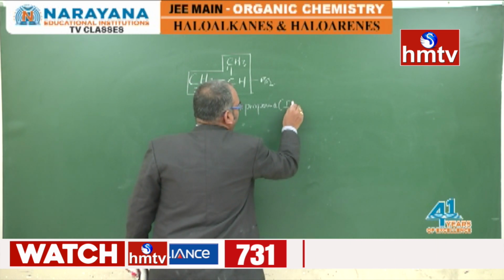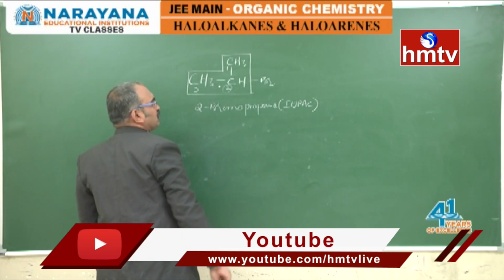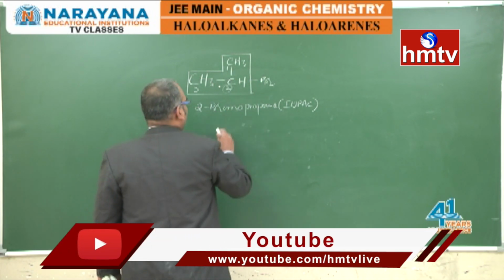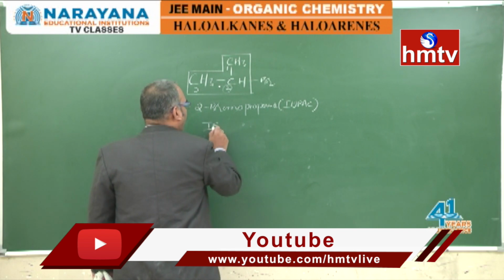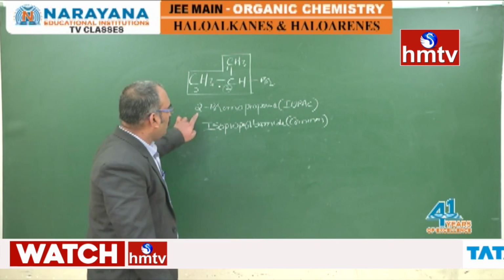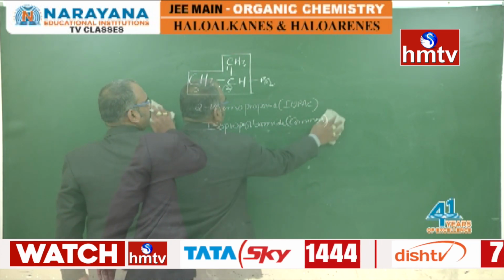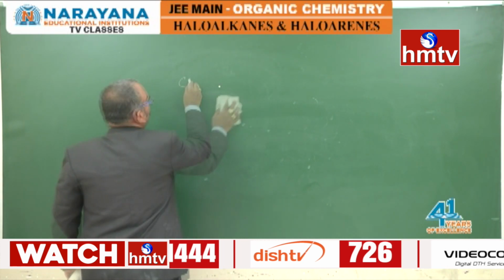2-bromopropane is the IUPAC name, and the common name is isopropyl bromide, because this is an isopropyl group attached to bromine. 2-bromopropane, isopropyl bromide. 2-bromopropane is the IUPAC name, isopropyl bromide is the common name. We'll take up another compound.